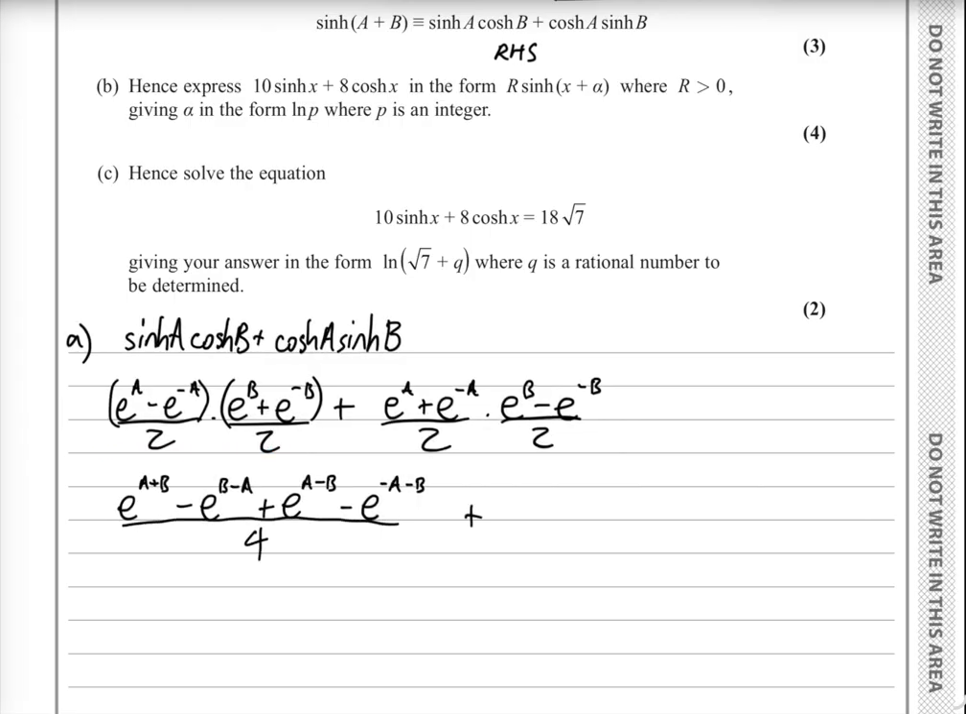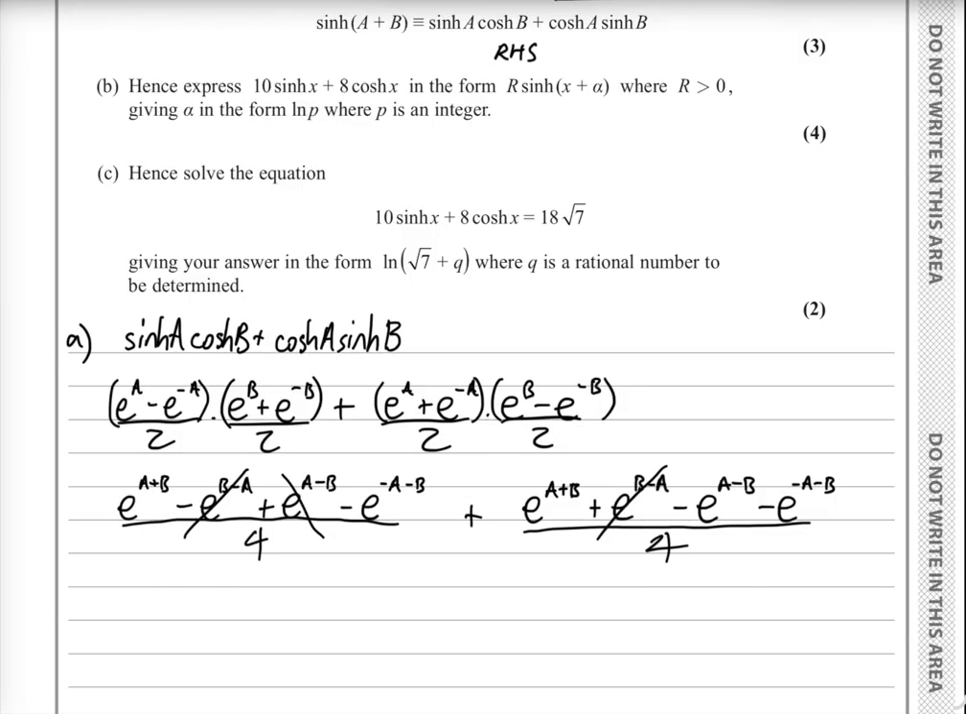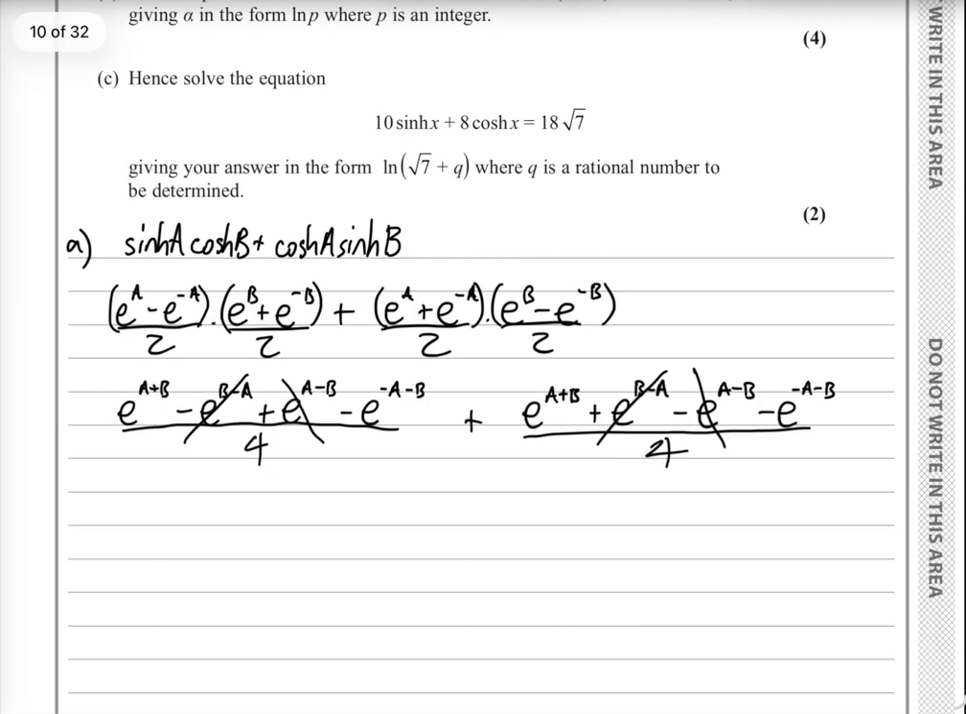Same idea over here. Brackets helps me do this. E to the a plus b plus e to the b minus a minus e to the a minus b minus e to the minus a minus b. And again, all over 4. Then when we put these two fractions together, this one and this one will cancel. This one and this one will cancel. And the other two pairs will add together.